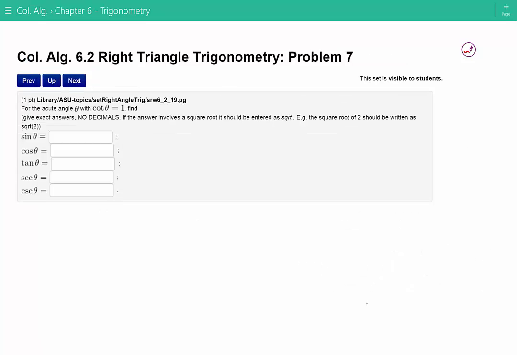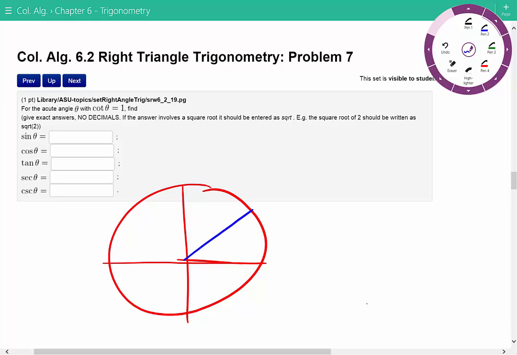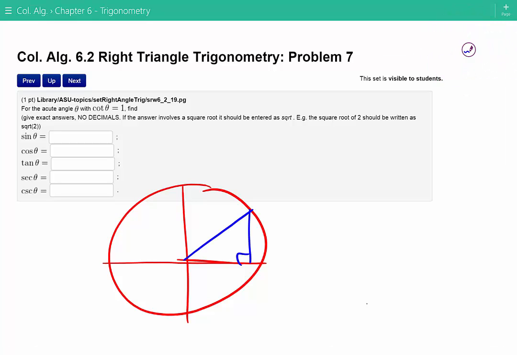Okay, the next problem gives us some information here, which we're going to graph. It tells us that we have an acute angle, and that angle has a cotangent of 1, which means that adjacent over opposite is 1. So I'm just going to make both of these 1s. That way when I do adjacent over opposite, I get 1. If I do the Pythagorean theorem, the hypotenuse then would be the square root of 2.